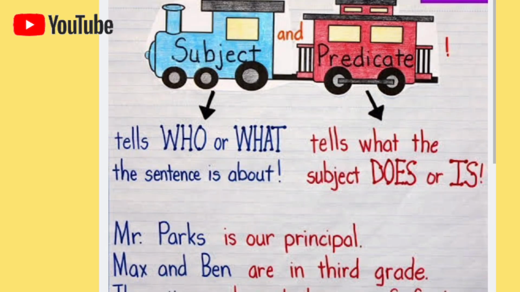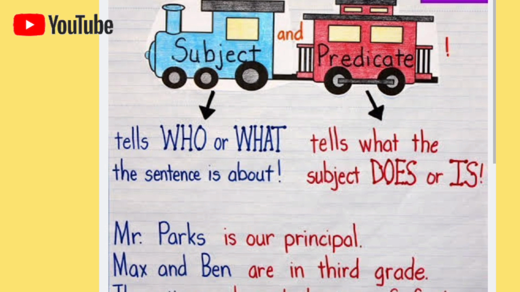So students, I hope you have understood that the subject tells who or what the sentence is about, and the predicate tells what the subject does or is. Mr. Parks is our principal. Mr. Parks is the subject, is our principal is the predicate.